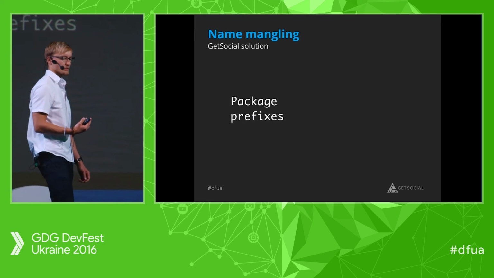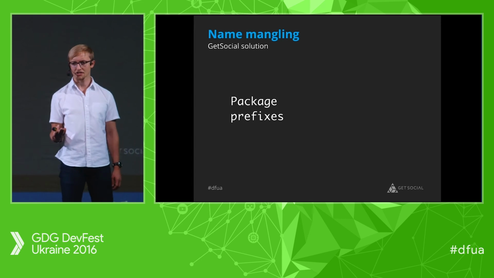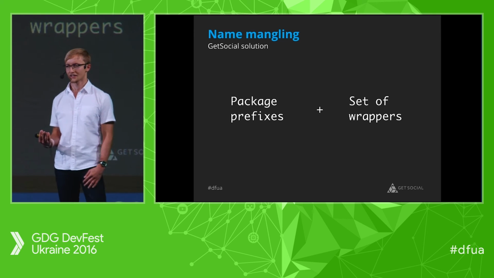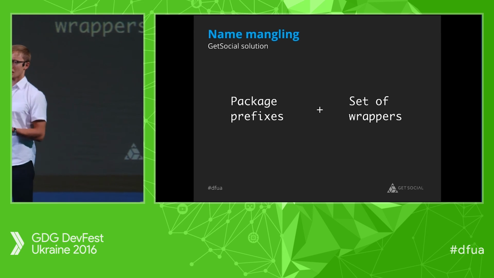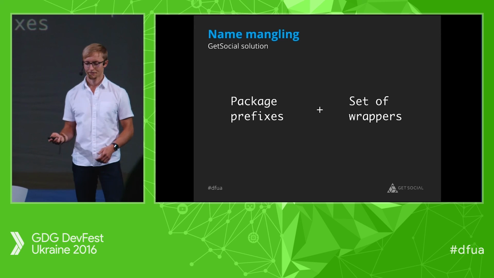And we ended up using just the package prefixes because it's very easy to configure and your packages don't change often. Plus a set of wrappers on the Objective-C side. So all the ugly names and all the ugly classes are wrapped with a nice API on the Objective-C side.